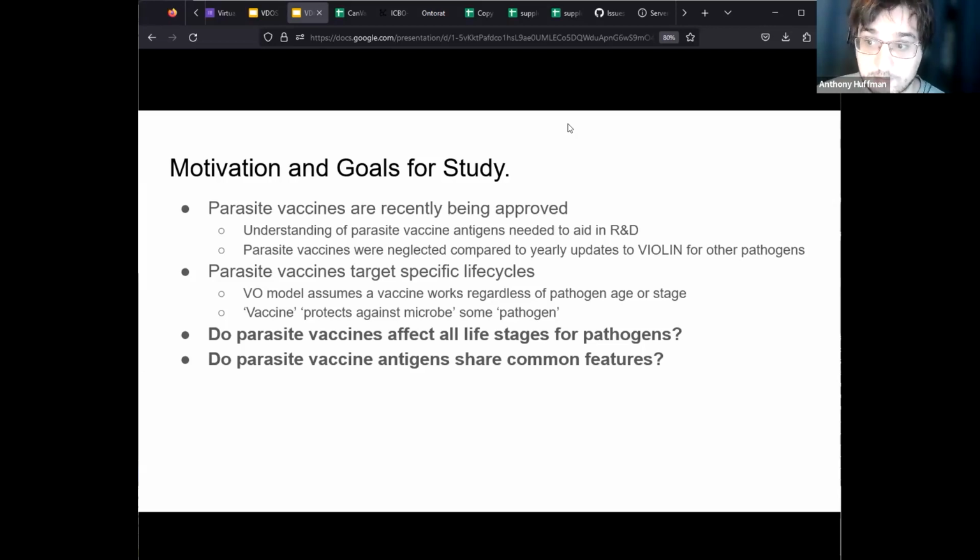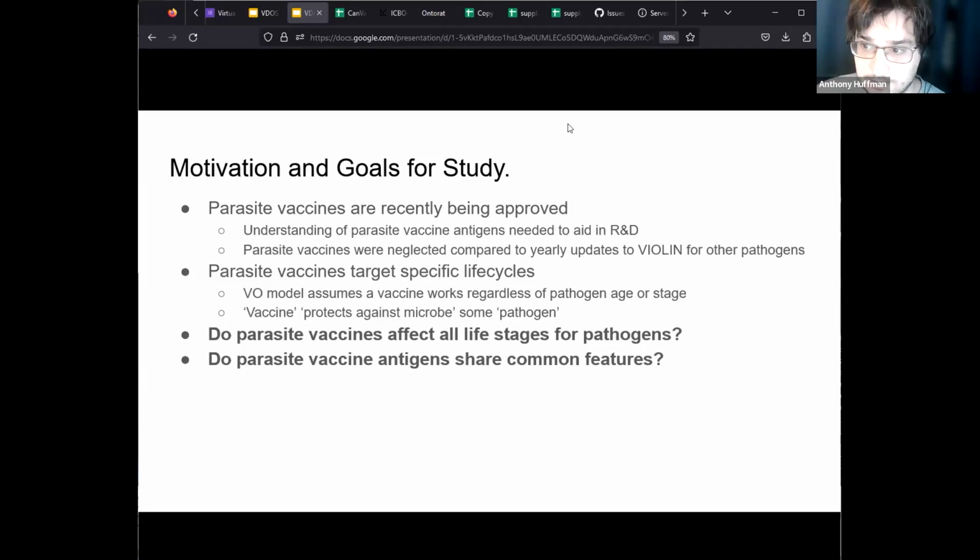However, when we look at some of the new parasite vaccines, we notice that many of them are targeting specific life cycle stages for the parasite pathogen instead of focusing on the entire microbial life cycle. Normally VO assumes that whatever vaccine we have will be effective against the pathogen, end of story. So it doesn't matter if it's a specific life stage or specific strain or other variant. If we have a vaccine that works against a species, it will always work on that species.